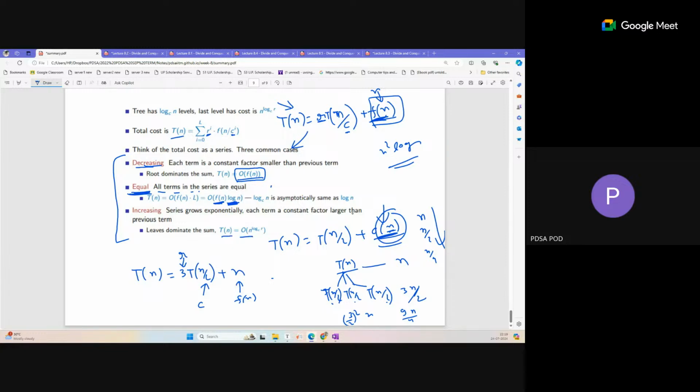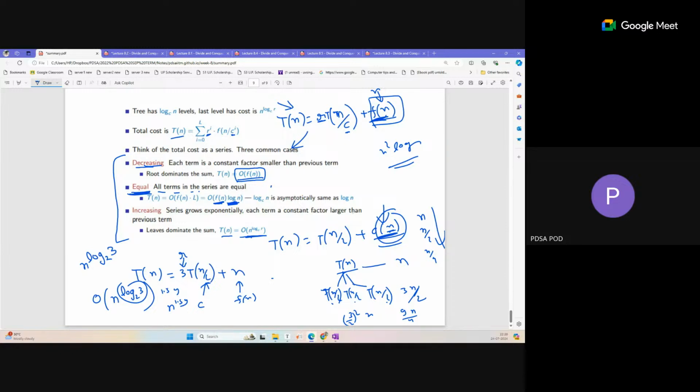T(n) equal to big O of n to the power log base C of R. So here we will put in the values. C we have as 2, R we have as 3. So our complexity for Karatsuba becomes big O of n to the power log base 2 of 3. This value is actually 1.59 something, so this is n to the power 1.59.